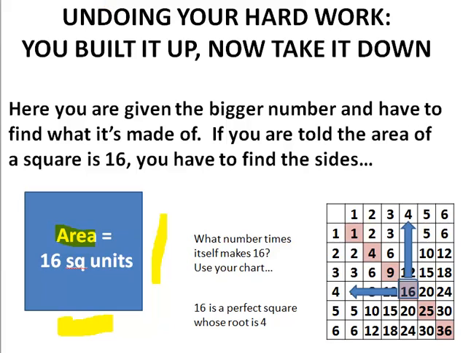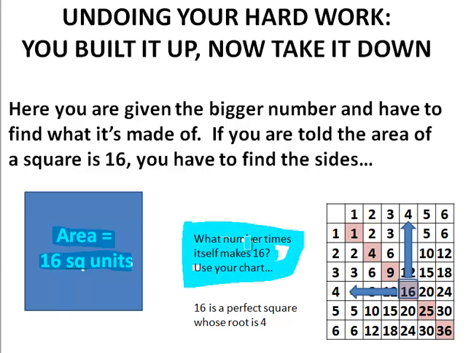But sometimes you start out with area and you have to figure out what the side is. So here, let's say the area is 16 units. I'm going to ask myself, what number times itself makes 16? And you can use a multiplication chart to figure that out. Find 16 and then find the number. Oh, there's a 4 and there's a 4. So that tells me that 16 is a perfect square whose root is 4. So if this is a square whose area is 16, that means the sides are 4 each, because 4 squared, or 4 times 4, equals 16.